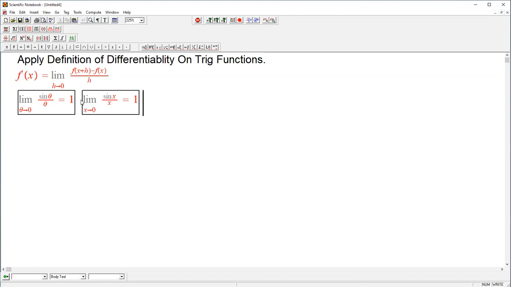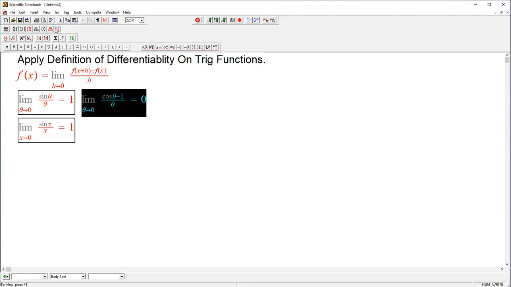And the other identity is the limit of cosine theta minus 1, divided by theta, and this limit equals 0. And of course, another version of it would be, instead of using theta, you would use x.